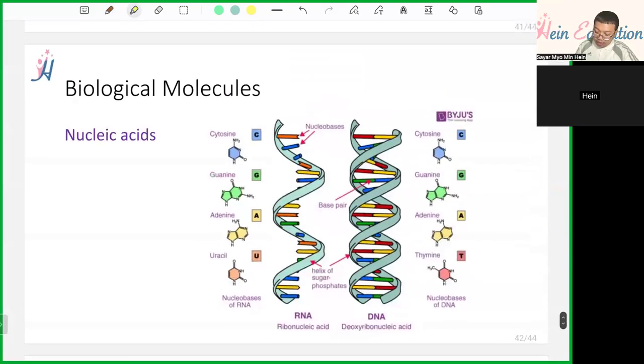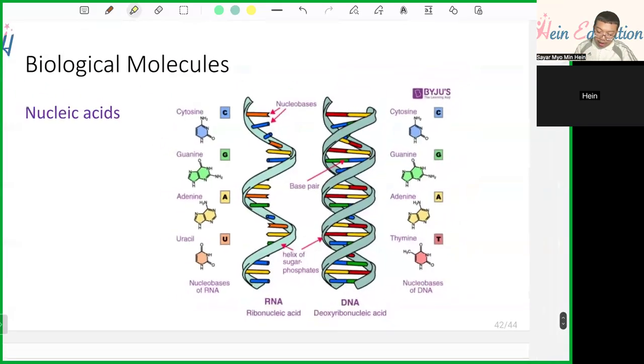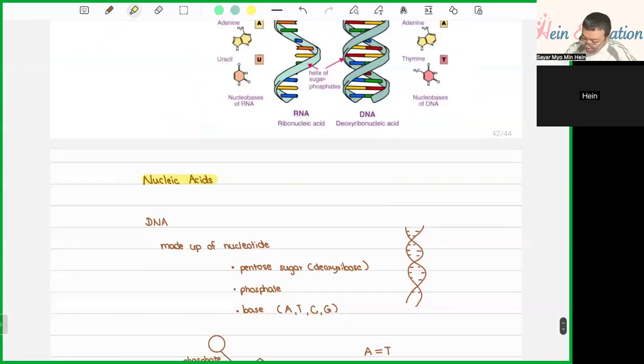And we can see from this illustration cytosine, guanine, adenine, and uracil, which are for RNA. And for DNA, we get cytosine, guanine, adenine, and thymine. So T and U are different, and the other bases are the same. One other difference is double-stranded and single-stranded. Okay, so this is about nucleic acids.